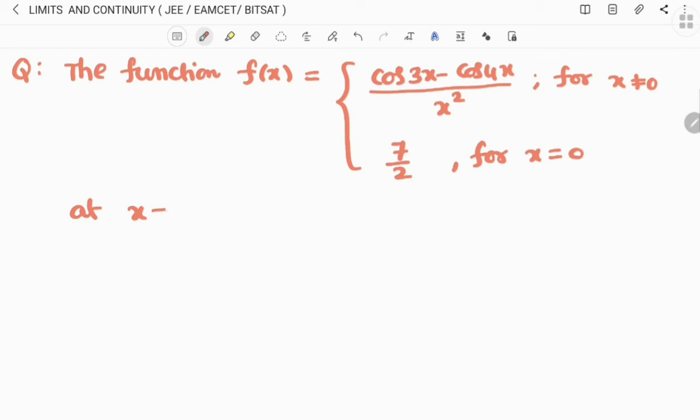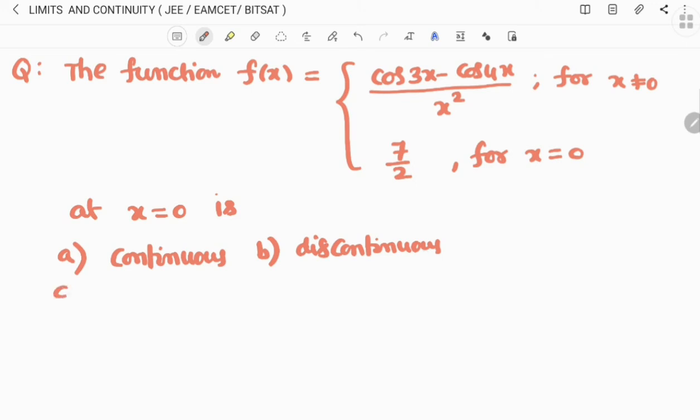At x equal to 0, the options available are: first option continuous, second option discontinuous, third option left continuous, fourth option right continuous.